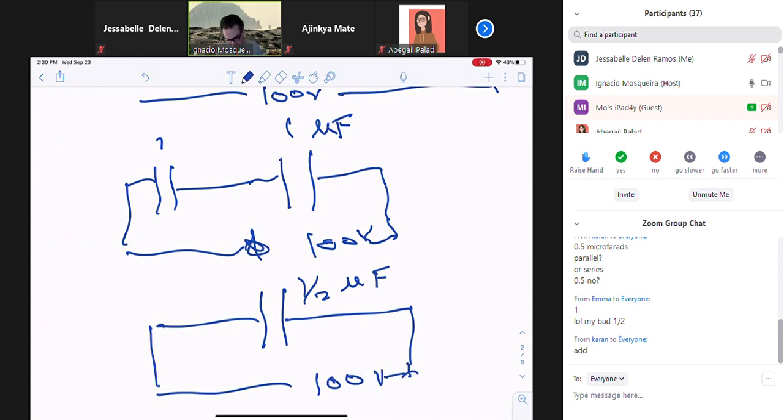Okay, great. Awesome. So what did I just find? I found the equivalent capacitance of the entire circuit. If I want to replace all these capacitors with one capacitor, then this is it. It's a 1/2 microfarad capacitor. That's the equivalent of all the other ones.